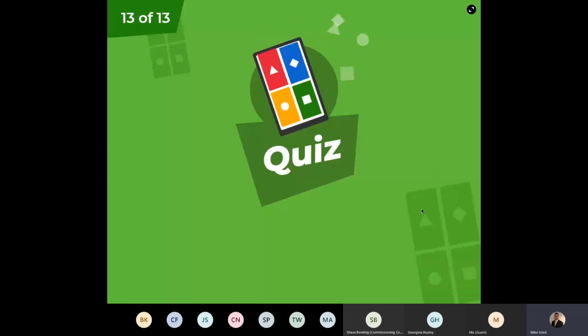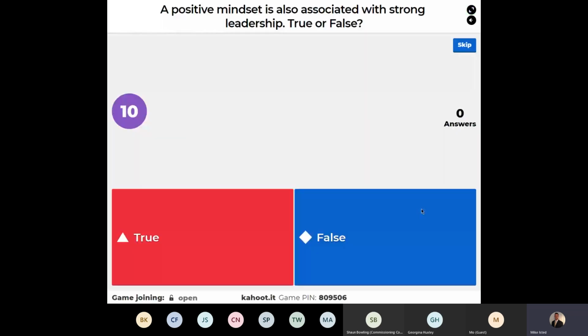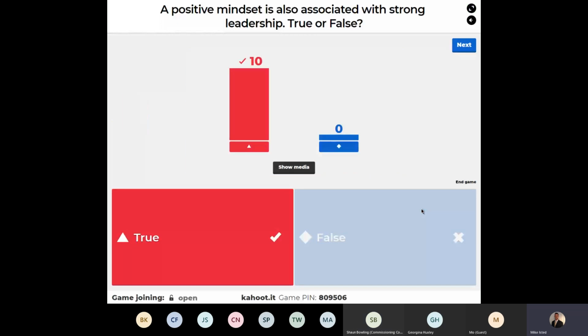Final question. A positive mindset is also associated with strong leadership. True or false? True. Wonderful. Of course it's true. Absolutely right. You need to have a positive mindset. There is a difference between positivity and optimism. Have a think about what that is. And ideally, a good leader needs to be positive and optimistic.